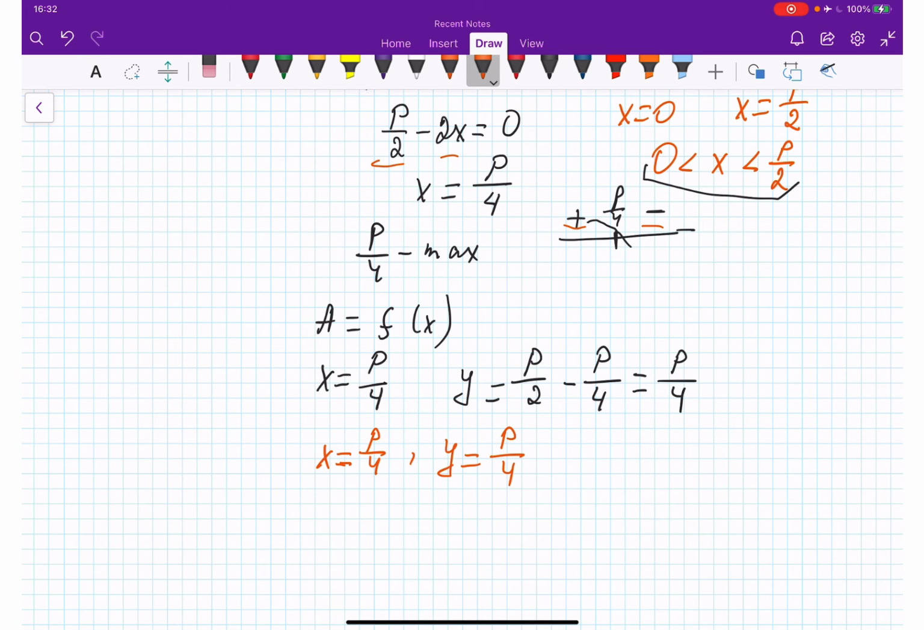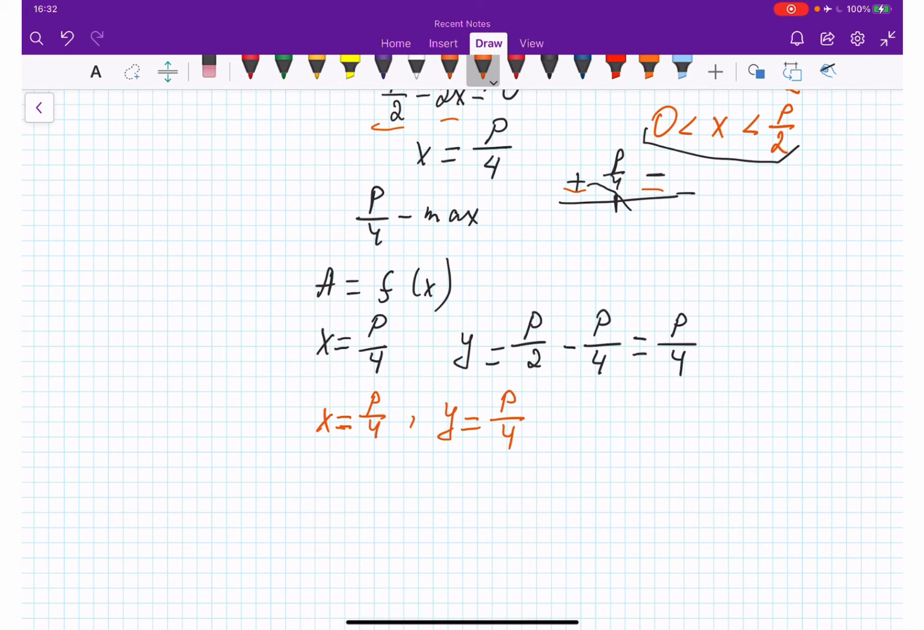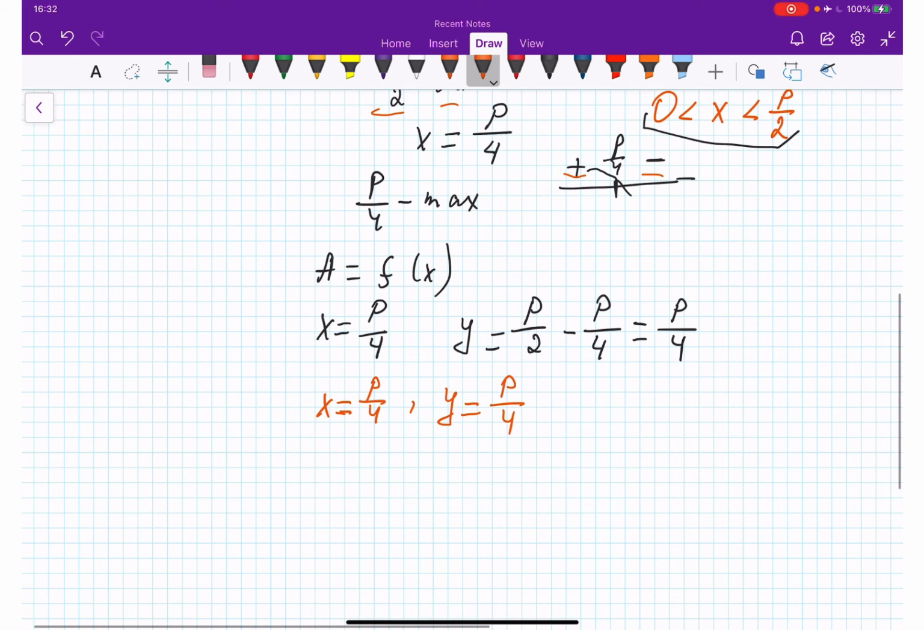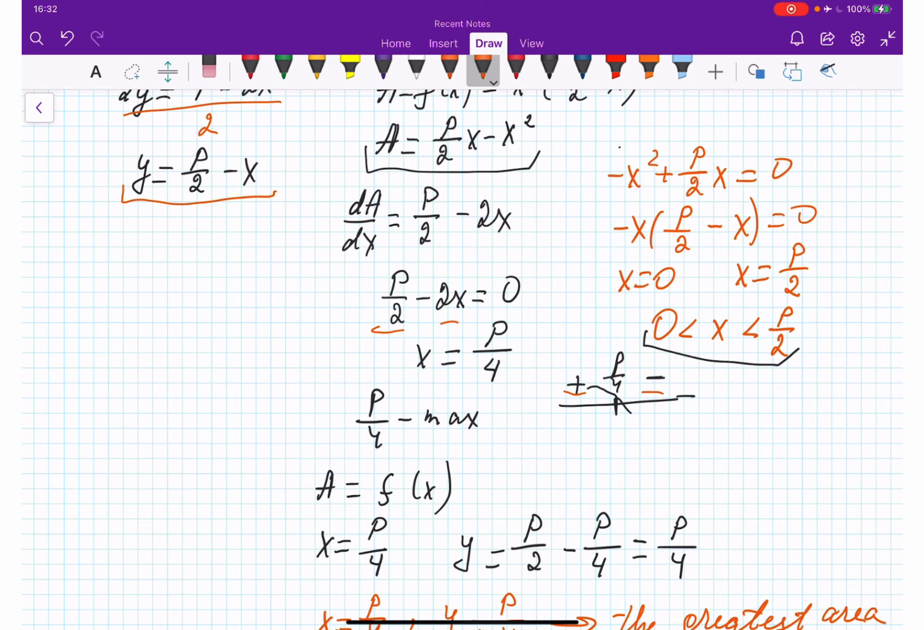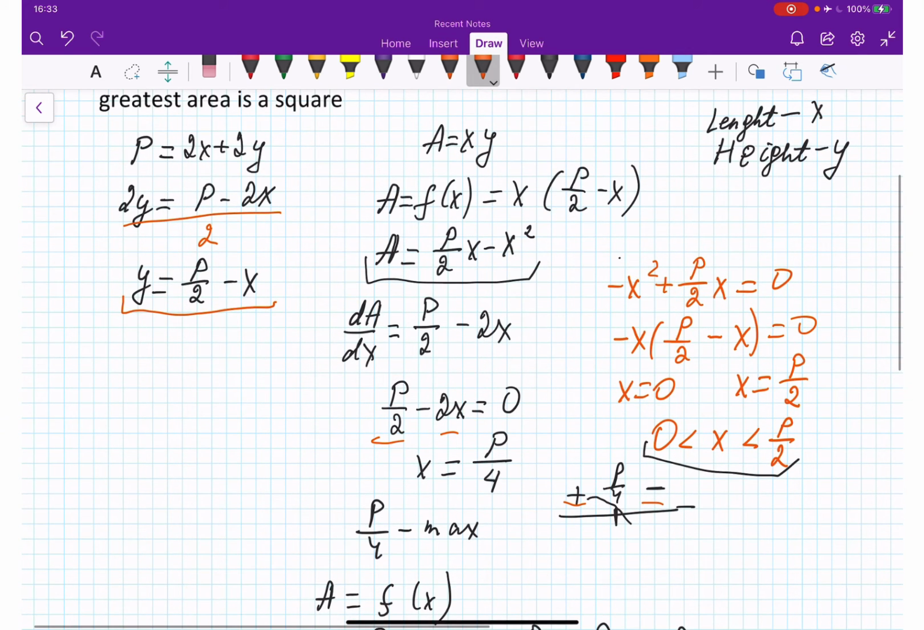In other words, for all rectangles of a given perimeter P, the square of side length P over 4 has the greatest area. Greatest area. Okay, now instead of calculus, I'm going to use the method of optimization of the quadratic equation or function.